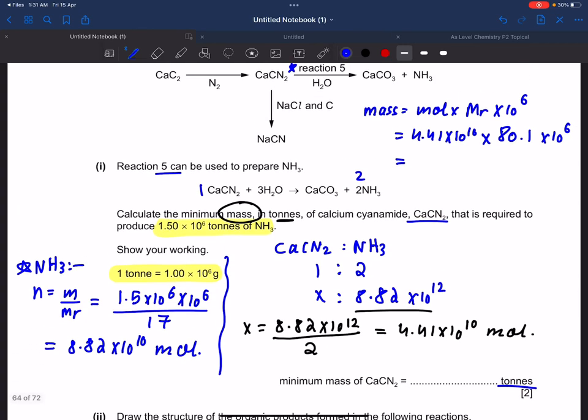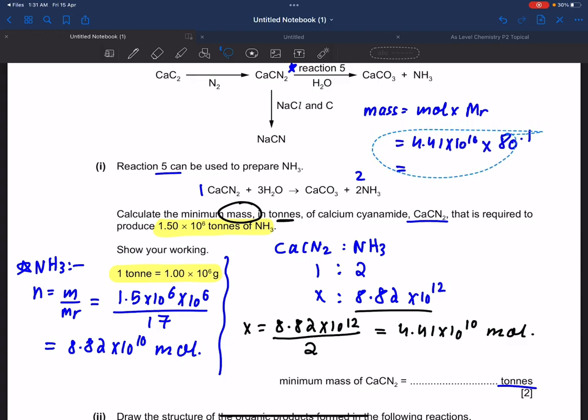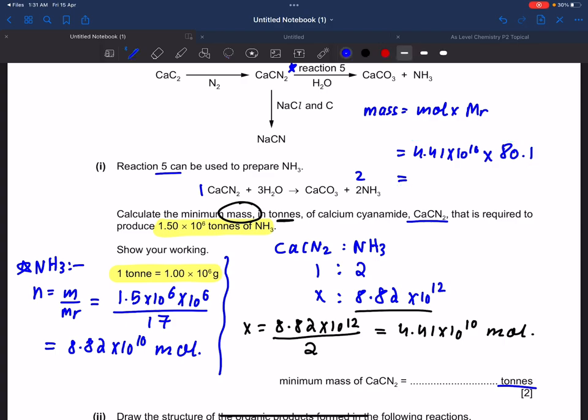Not multiply, you have to divide this time. I'm actually sorry. I'll tell you why we have to divide. So your mass will come out to be 3.53 times 10 to the power 6 tons.